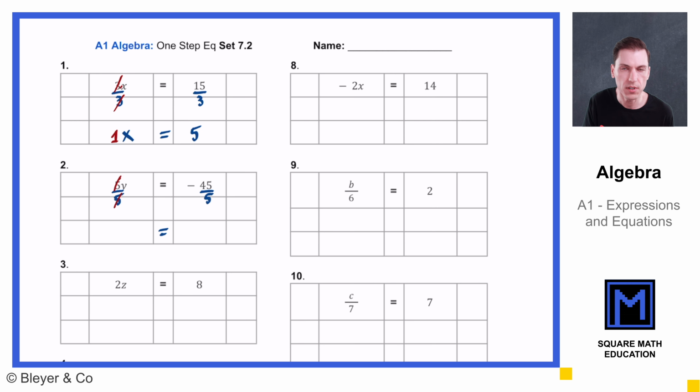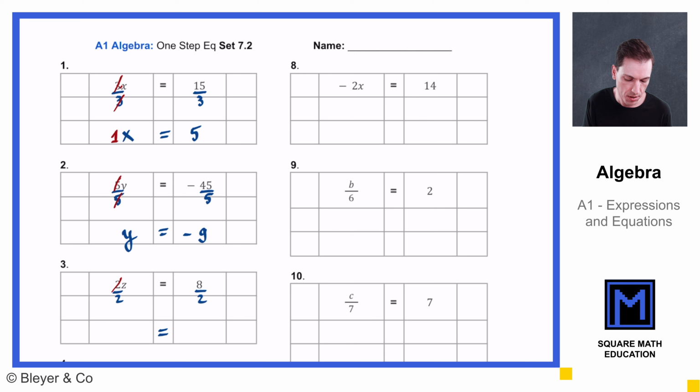5 divided by 5 is 1, so we have 1y, or just y, and on the right hand side we have a negative number divided by a positive. My answer is negative. 45 divided by 5 is 9, so y is negative 9. Next, 2 times z equals 8. The inverse of multiplying by 2 is dividing by 2. So let's divide both sides by 2.